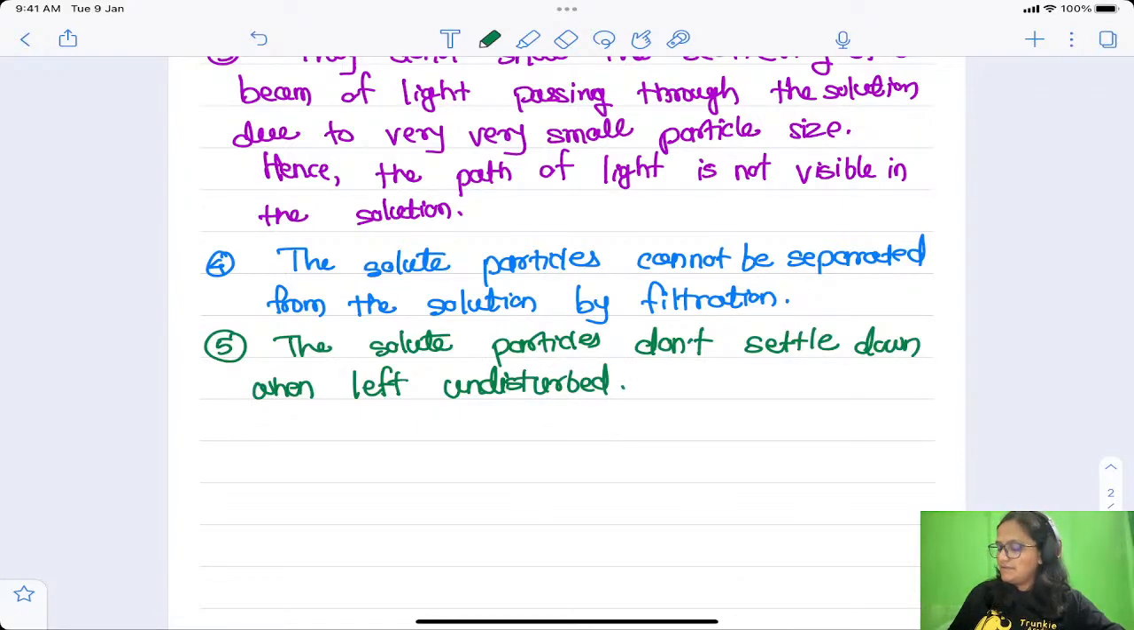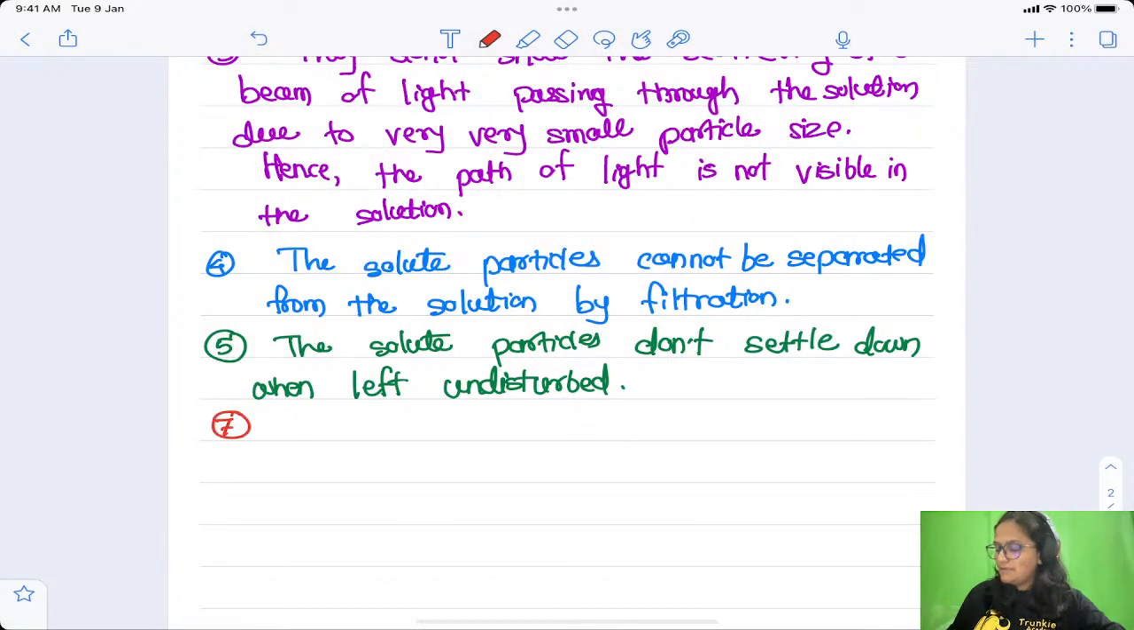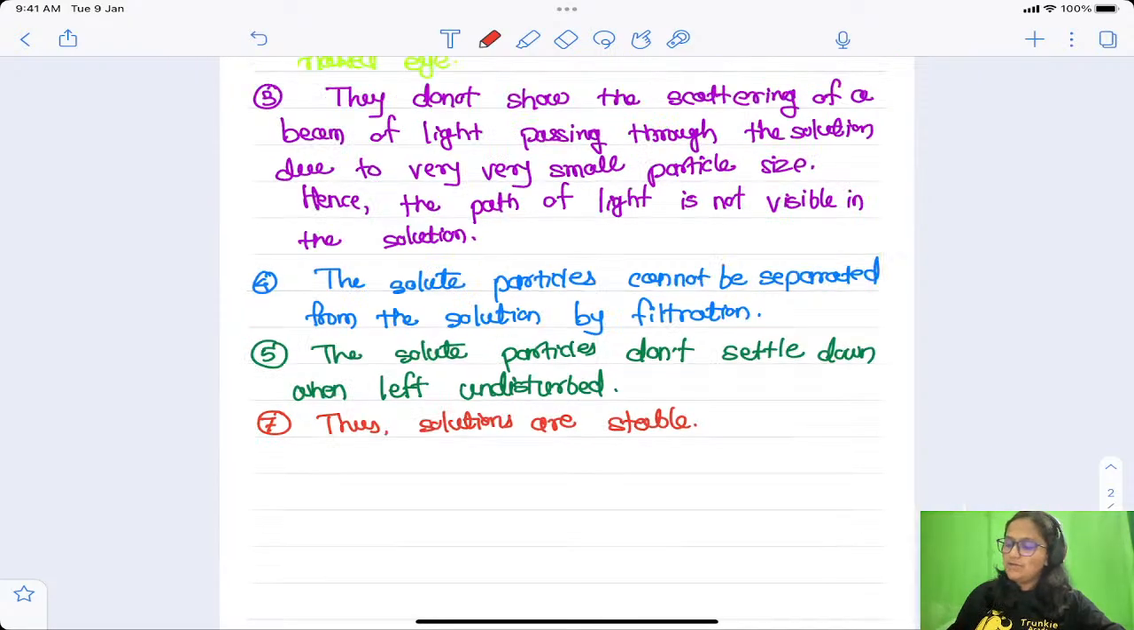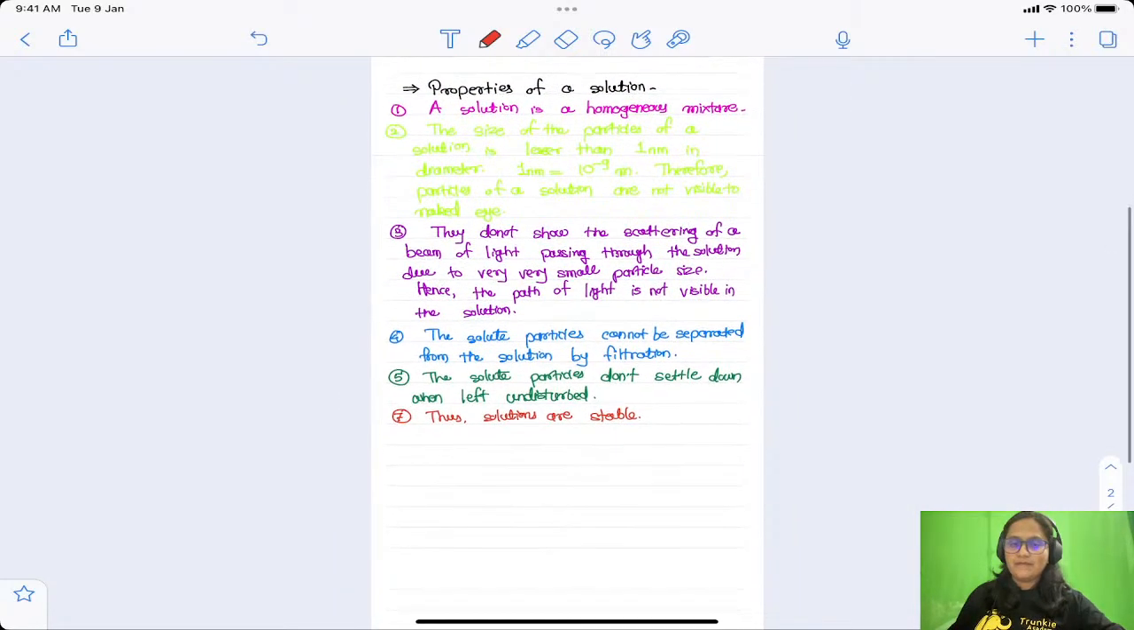Therefore, we can say the seventh and last important property: solutions are stable. Okay, solutions are very stable. So these are the properties of a solution. You guys can take a screenshot of this page first of all.